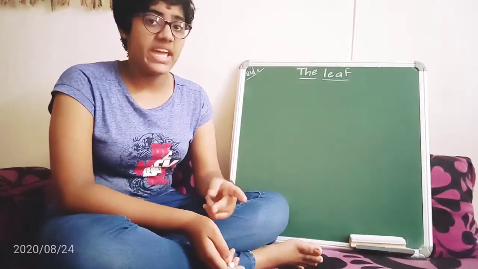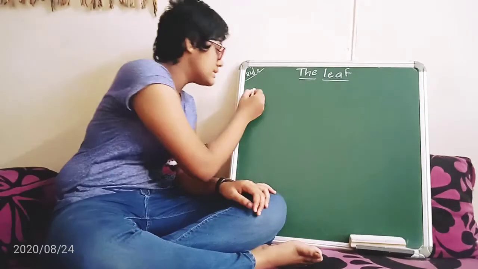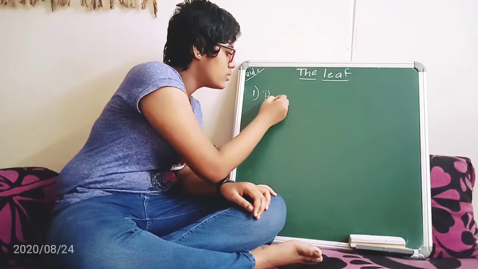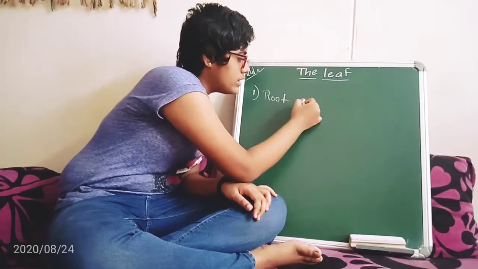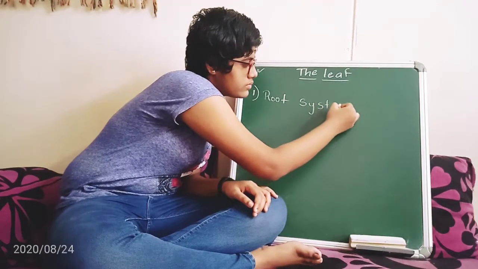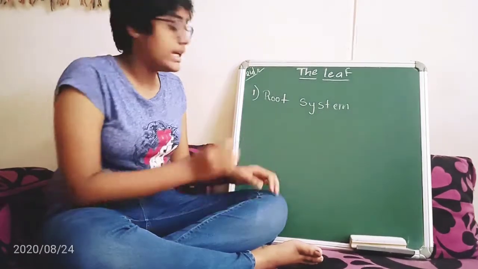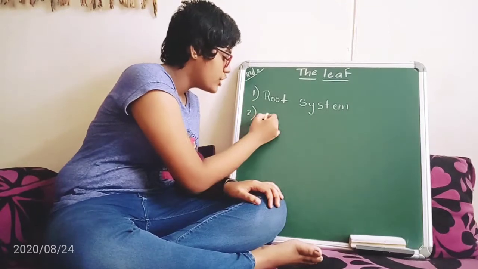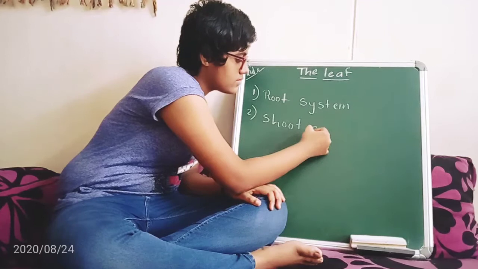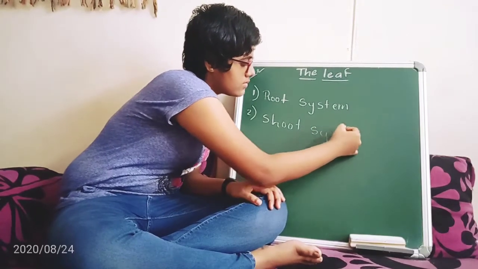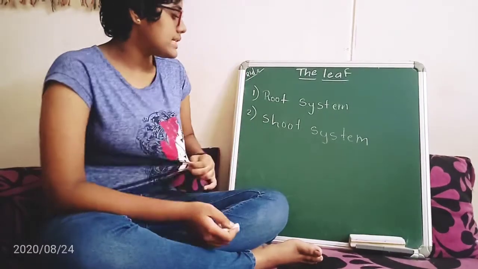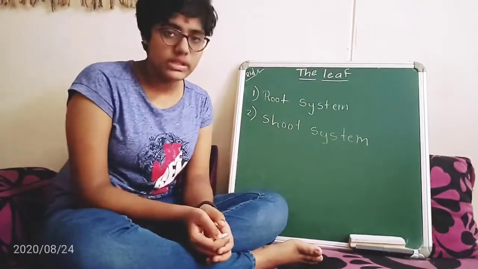There are two main parts. One is the root system and the other one is the shoot system.